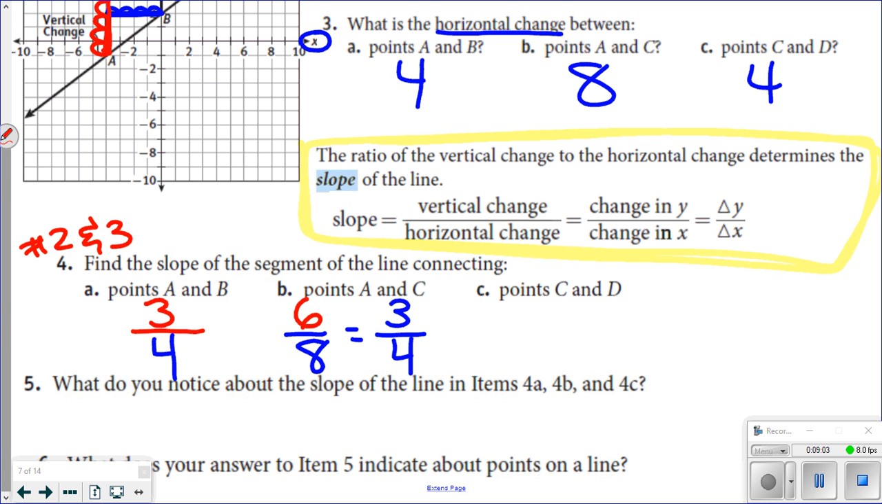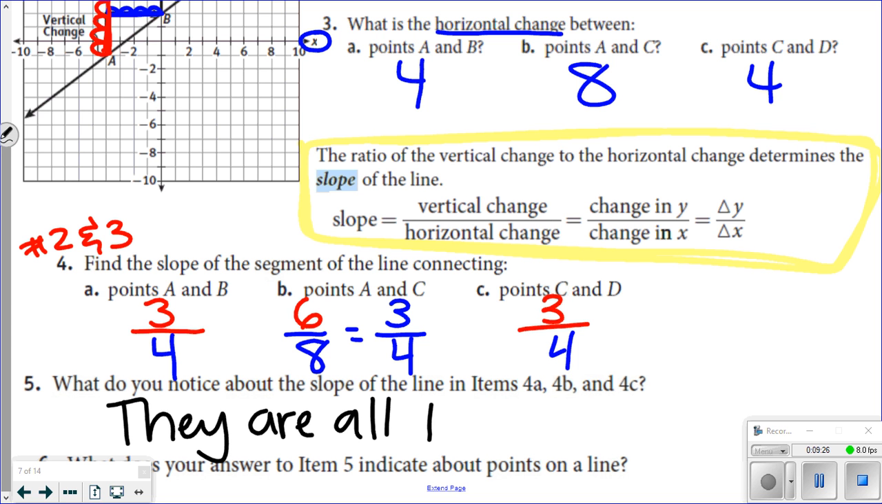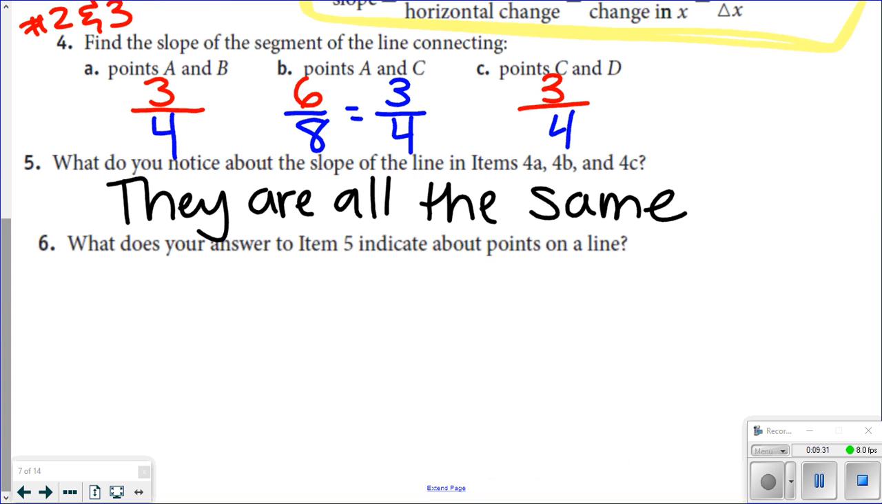Question C, between points C and D, 3 over 4 as well. So what do we notice about the slopes from 4A, 4B, 4C? I notice that after I simplify or reduce, they are all the same. All the slopes are the same. So what does that mean? What does our answer tell us about all the points on a line?